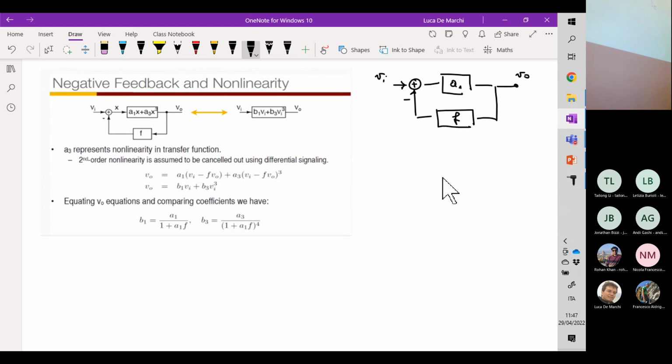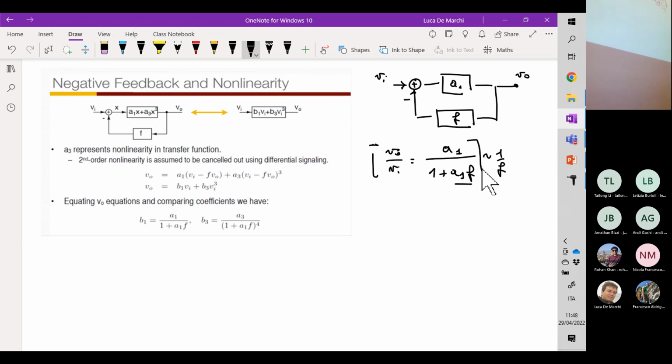In this ideal situation, V out over V in, that is the transfer function of our system, is given by the linear gain that we have in the direct loop, A1, divided by 1 plus A1 times F. If this term is much larger than unity, this relationship can be approximated as 1 over F. Well, we can also derive some other relationships starting from this one.